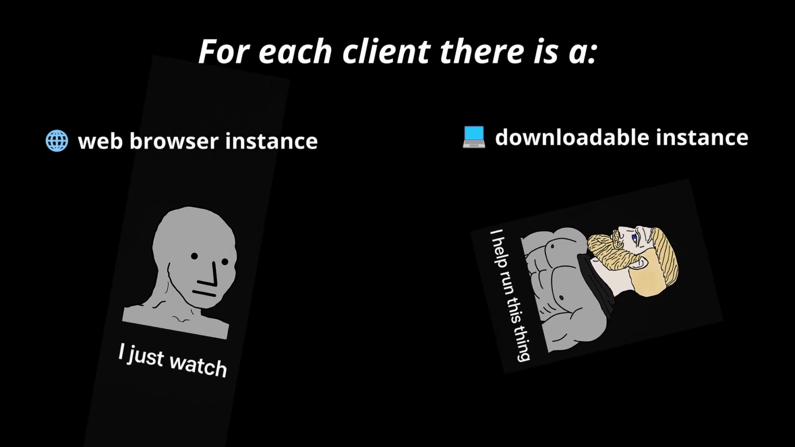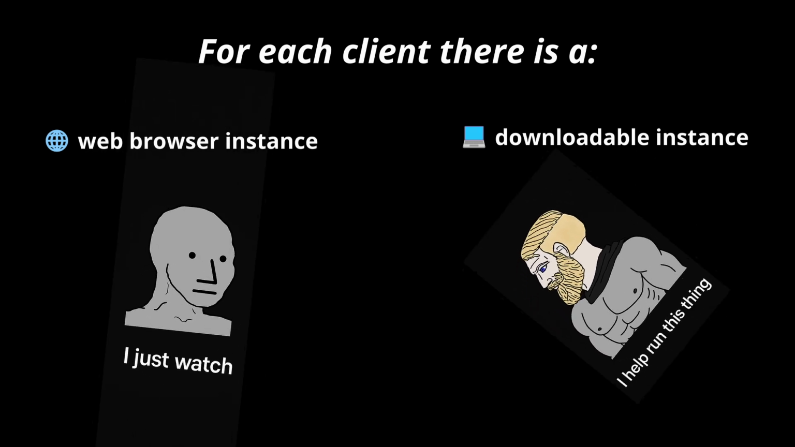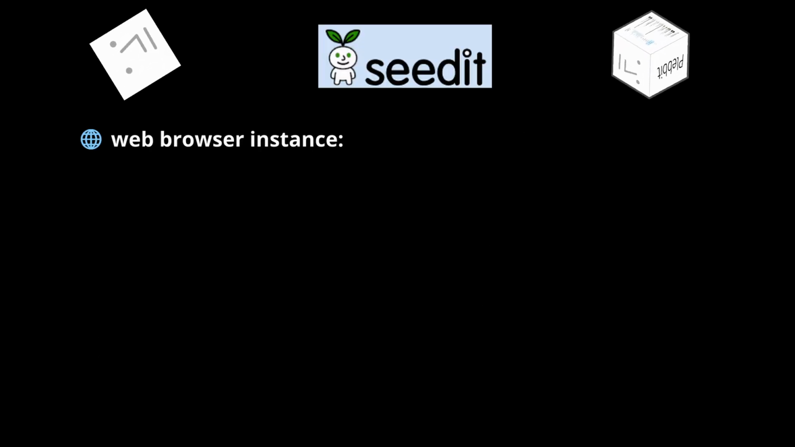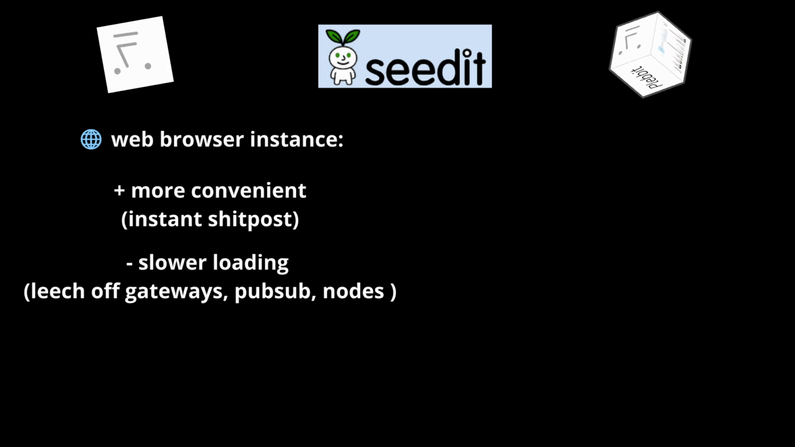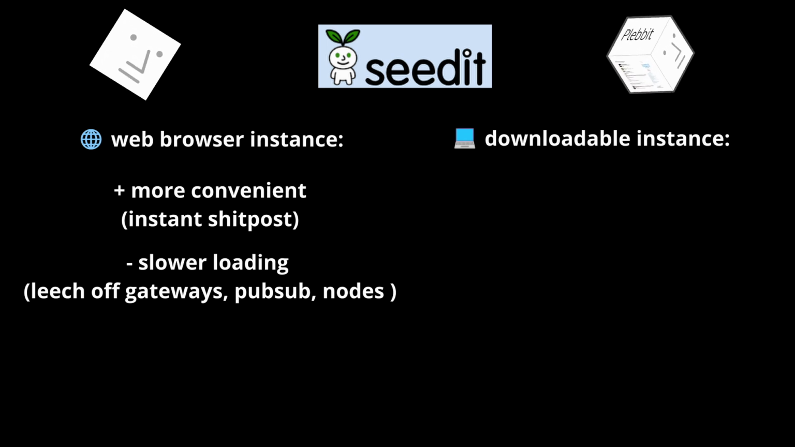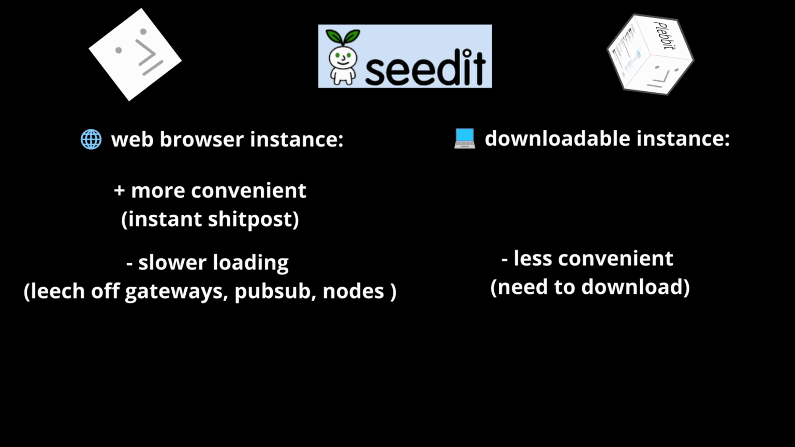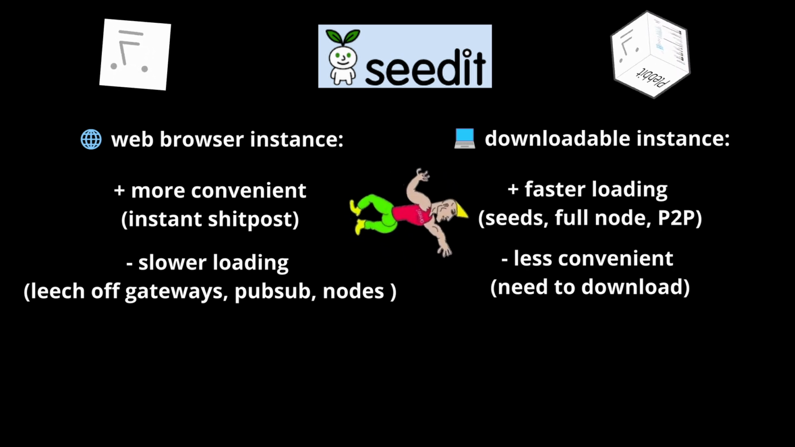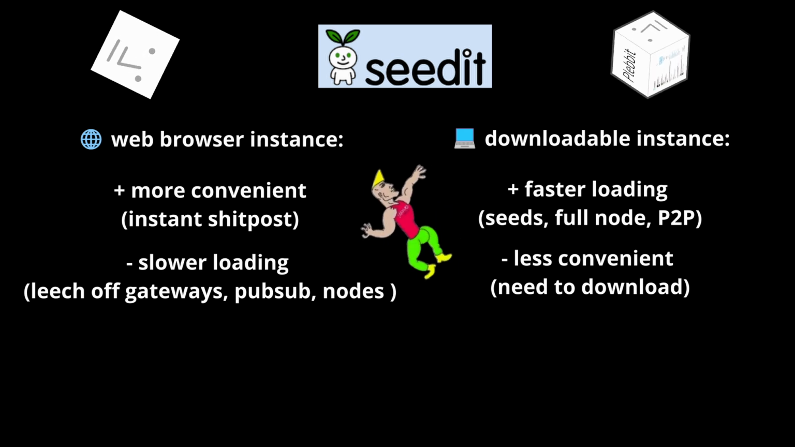The final point you need to understand is there are two ways to access each Plebbit client. For example, you can access Seedit through your browser. This is convenient, but slower because it leeches off full nodes. You can also use Seedit through the downloadable app. This is less convenient, but faster, as it operates as a full node. No middlemen, no bottlenecks. Everything works peer-to-peer.